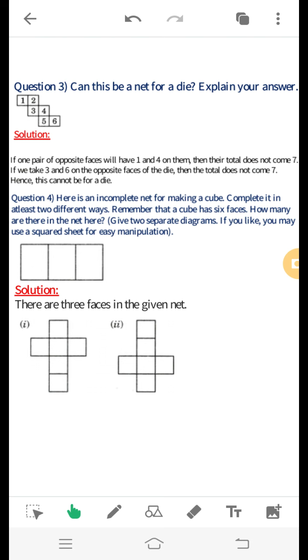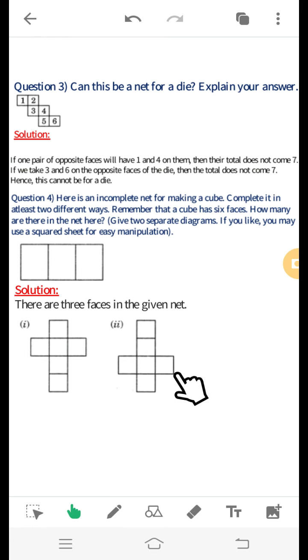Question 4. Here is an incomplete net for making a cube. Complete it in at least 2 different ways. Remember that a cube has 6 faces. How many are there in the net here? We have to give 2 separate diagrams. Here the net of a cube is given but it is incomplete. We have to complete this, so that there are 2 complete diagrams for the net of the cube.